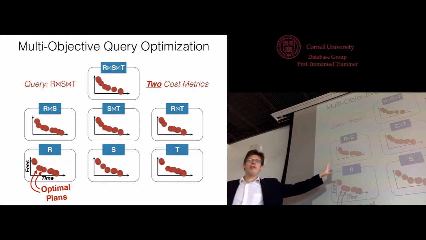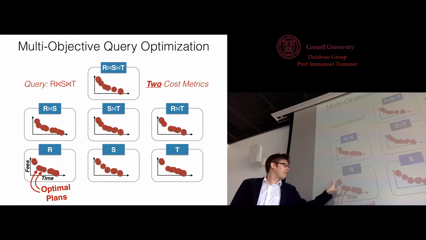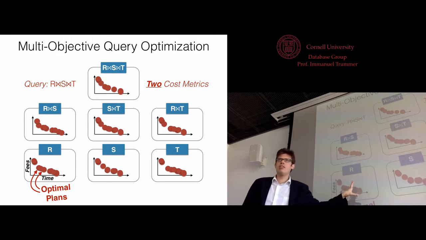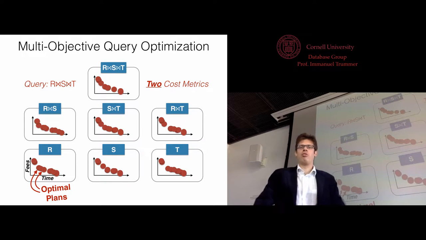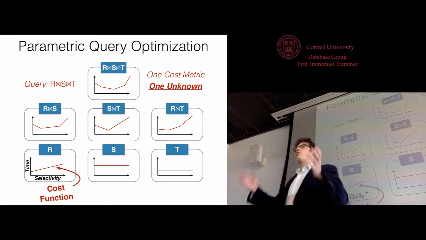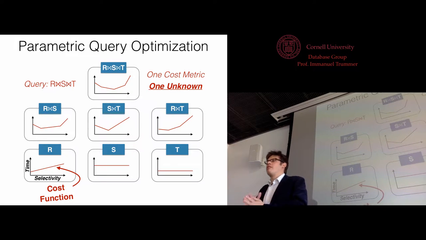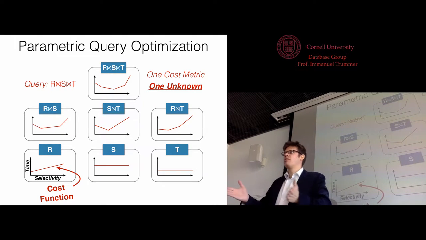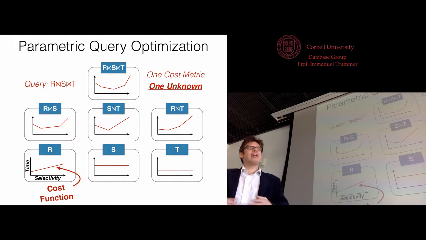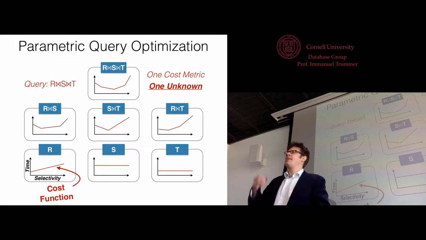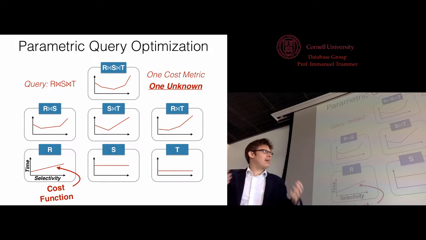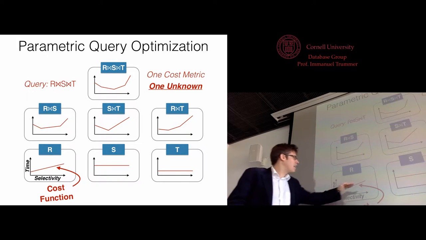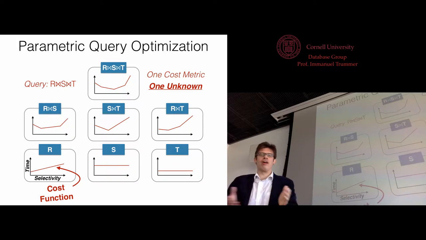In each case, even if you are interested in multiple cost metrics, you can still use the same dynamic programming scheme, just that you keep multiple Pareto optimal solutions for each of the subqueries. And now let's say that I don't have all information at query optimization time. That means that the cost of a query plan depends on an unknown parameter. And perhaps I'm interested in getting the optimal execution cost as a function of that parameter. In that scenario, I can still use the same dynamic programming scheme, just that this time I keep a cost function for each of those subqueries.